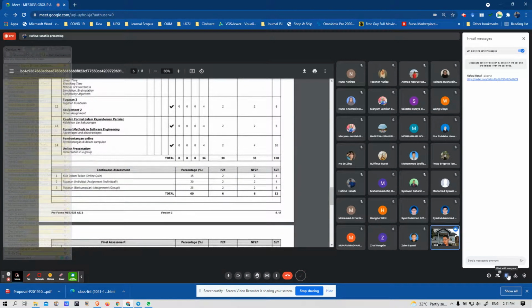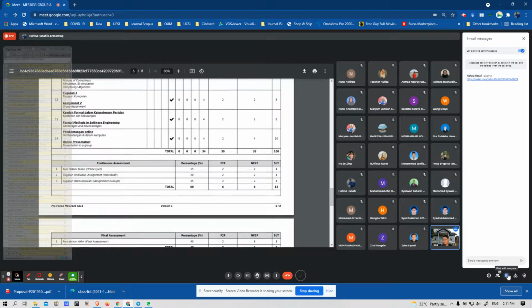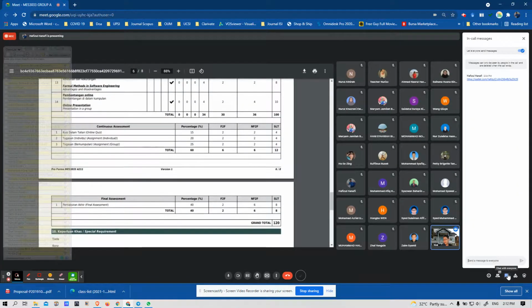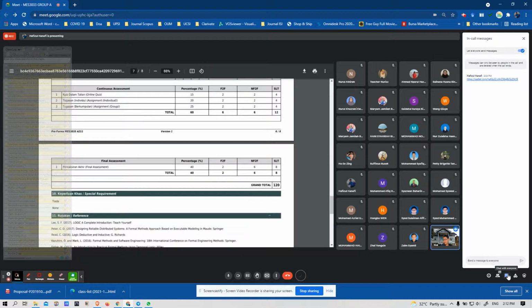For the assessment, this is the continuous assessment distribution. As you can see here, the online quiz is 15%, individual assignment is 20%, and group assignment is 25%, totaling 60% for the coursework. Then we have the final assessment, which is 40%. Altogether it is 100%. Special requirement: none.